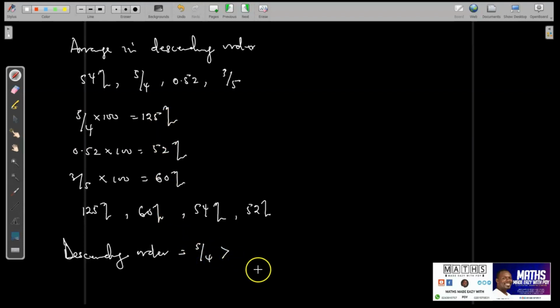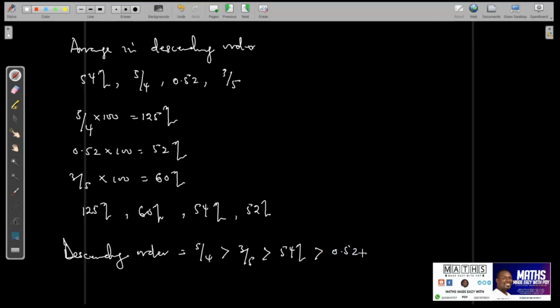Then you can use the greater than sign, or you can use a comma. It's still accepted. Followed by 60%, which is represented as 3 on 5. And then finally, we have 54%, which was actually what was given to us in the question. And then the last but not least, 0.52.